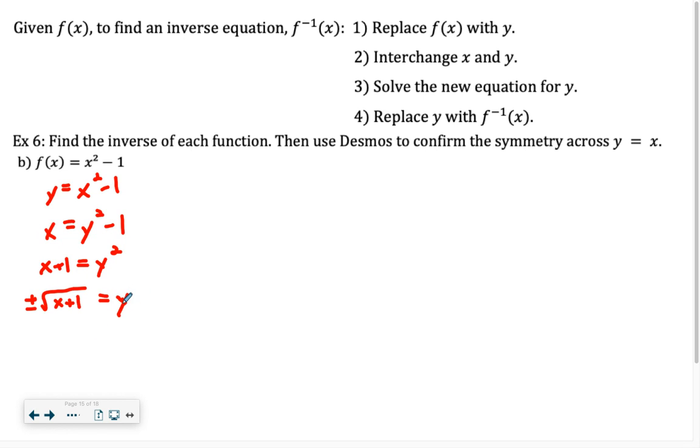Now, I do want to point out here that if we think about our original function, x squared minus 1, that's a quadratic, it's a parabola, it is not one-to-one. That means that the inverse is not a function. We were still able to find the inverse, but we have the plus or minus, right? So even if our original function is not one-to-one, we can still find an inverse. It just is not a function.